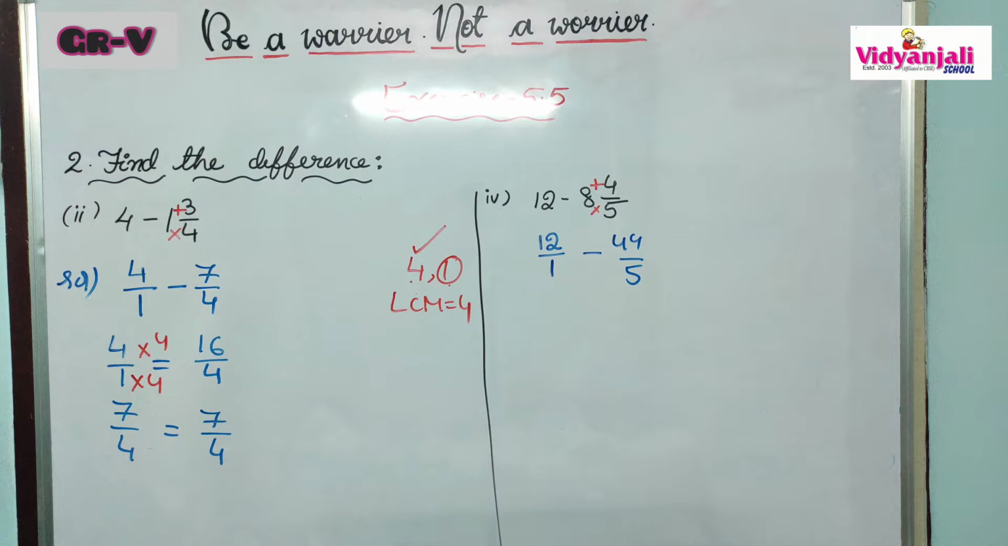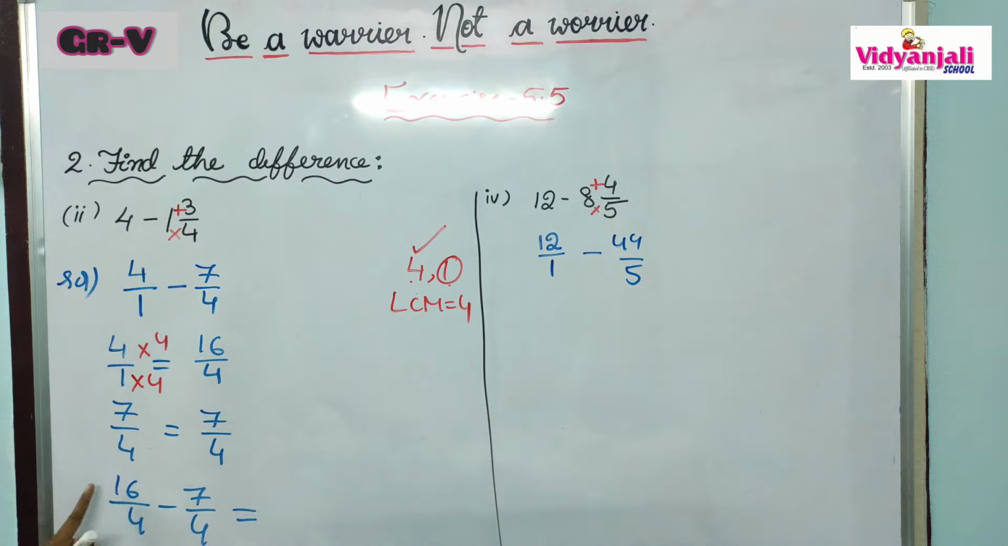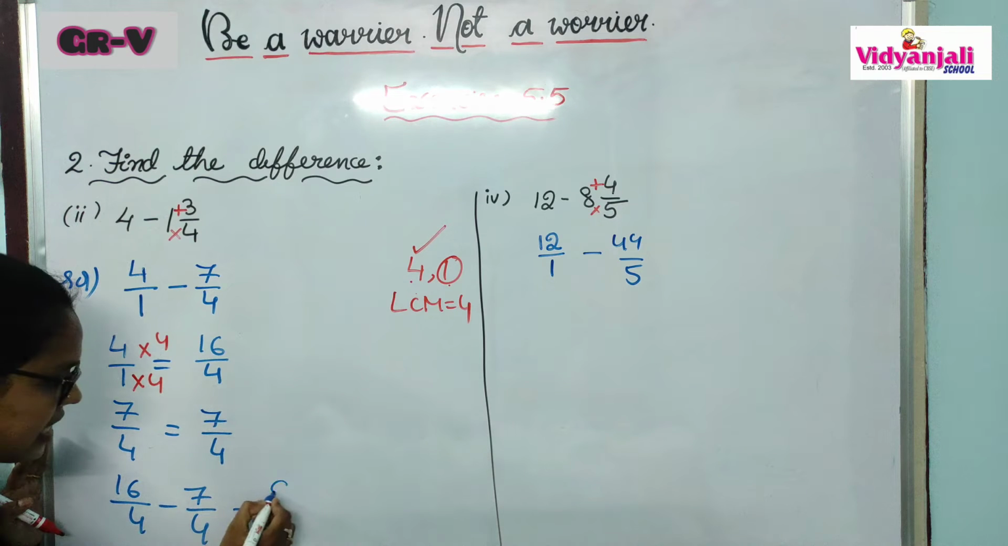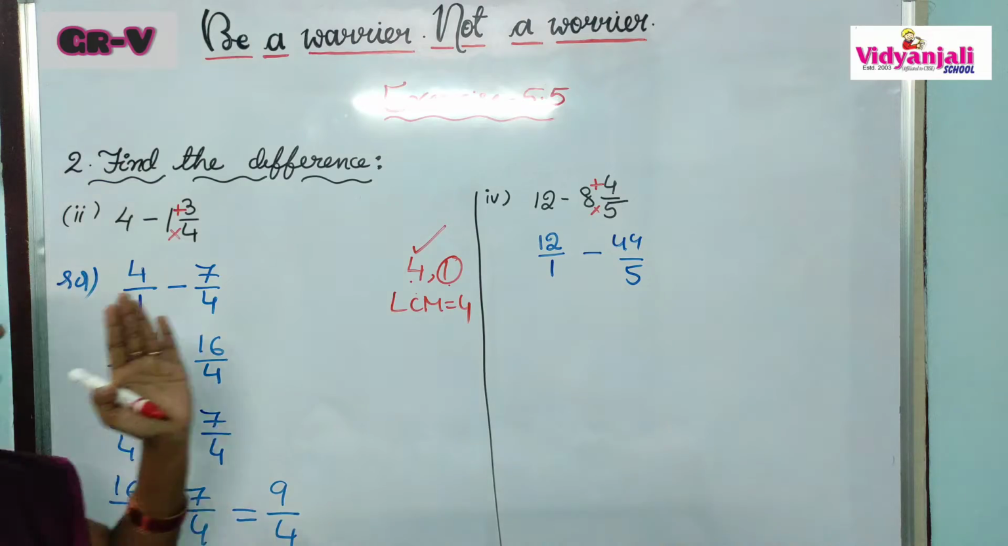We know how to subtract them, right? 16 by 4 minus 7 by 4 is... Subtract the numerators. 16 minus 7 is 9. So the answer is 9 by 4. Is it clear? Next step.